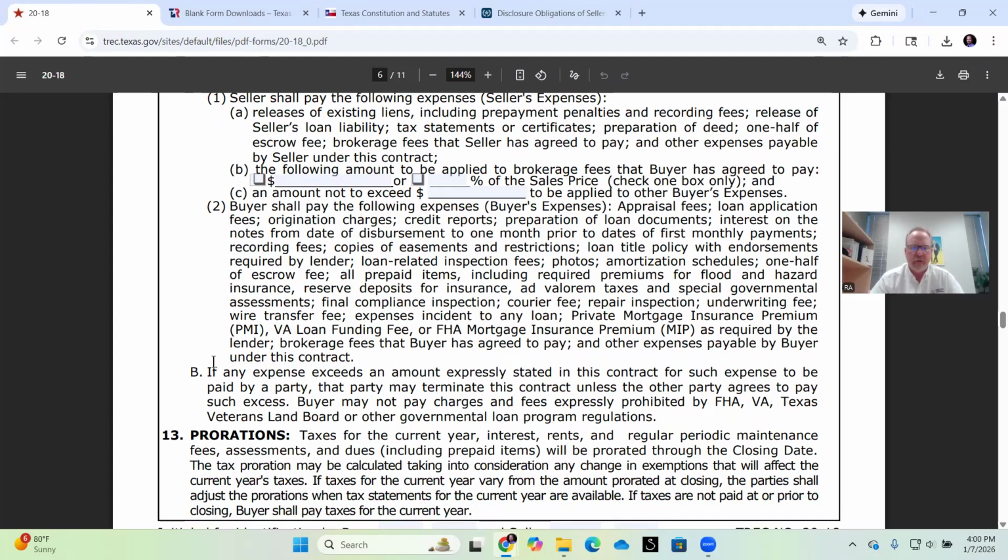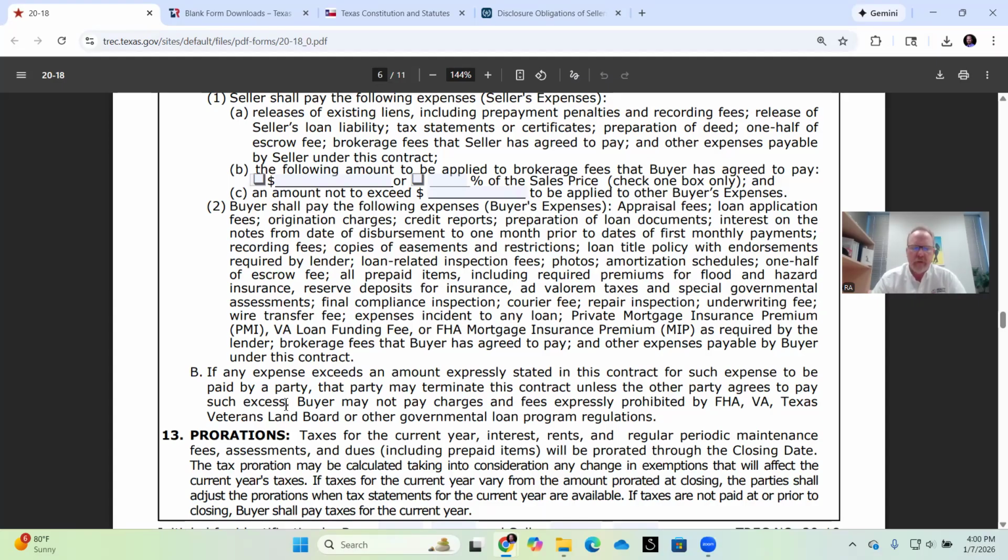Something else to note down here in 12B, if any expense exceeds an amount expressly stated in this contract, for such expenses to be paid by a party, that party may terminate the contract unless the other party agrees to pay the excess. Rarely again does that come up, but if it does, there's an out right there if somebody is being obligated to pay something more than they agreed to in the contract.